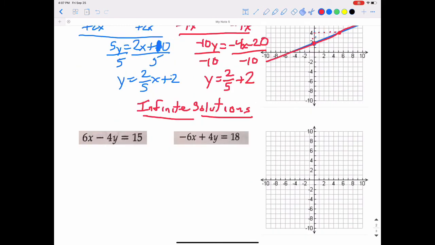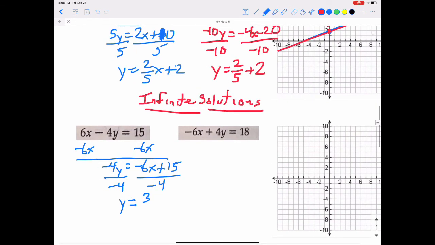So then we have another special case, and we're going to solve this one graphically. So we have 6x minus 4y equals 15. We will again solve for y. So subtract 6x from both sides. That's going to give me negative 4y equals negative 6x plus 15. Divide by negative 4. So y equals negative 6 over negative 4, which is positive 3/2 x. And 15 divided by negative 4 is negative 15/4.